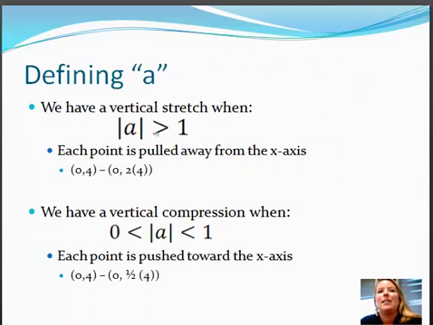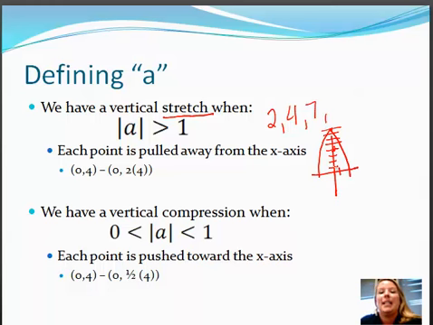So if A is greater than 1, meaning it's like 2, 4, 7, whatever, we say that it's a vertical stretch. What that means is, say I had the point 0, 4. I'm going to multiply the y value by 2 to get to 8. So it's going to stretch, and it's going to get further up from the x-axis. So if I had an 8, say that was the tip of a parabola, it's going to make it a little bit stretched out. Basically it gets skinnier.